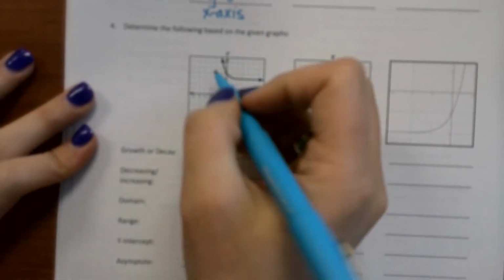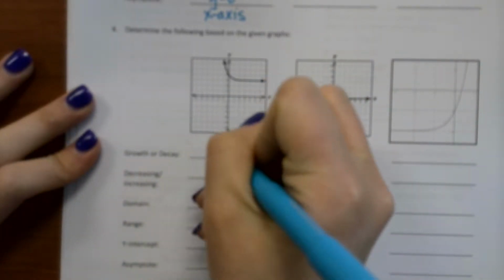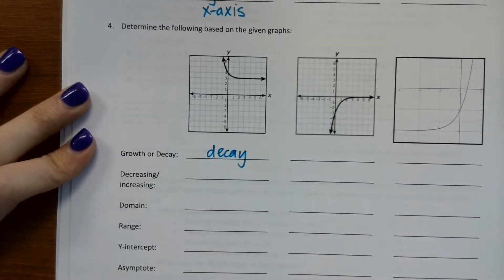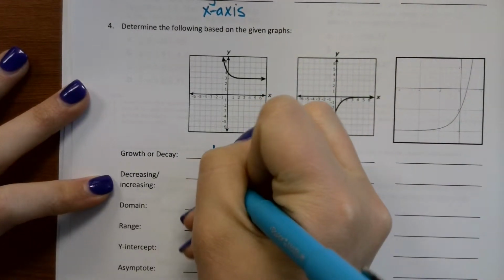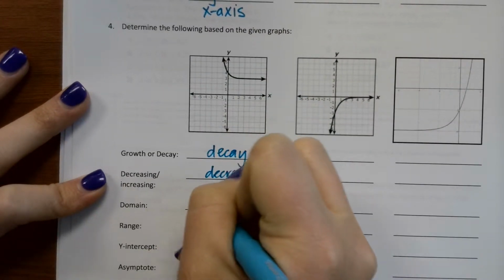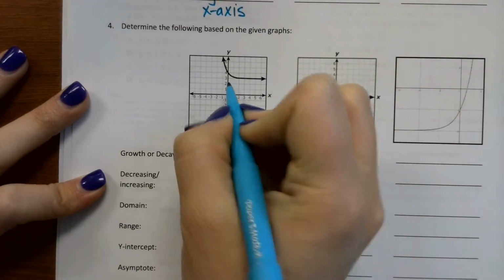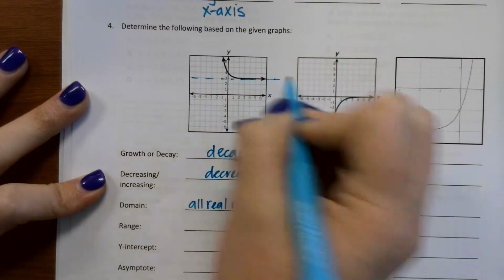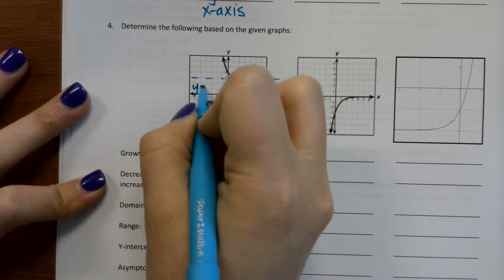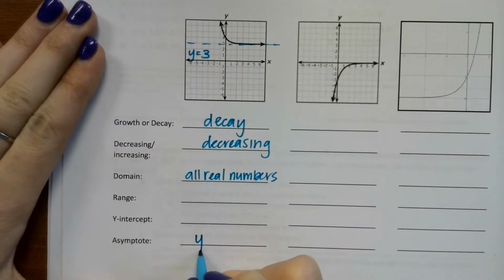Looking at number 4, this is when we're given the graph and not the equation. Because this curve decreases going from left to right, this is a curve of decay. I don't know why it's not focusing. There we go. It is decreasing from left to right. The domain is all real numbers. The range is going to be where the graph flattens out. The graph flattens out at this asymptote line, which is y equals 3. So I can already fill out my asymptote value is y equals 3.